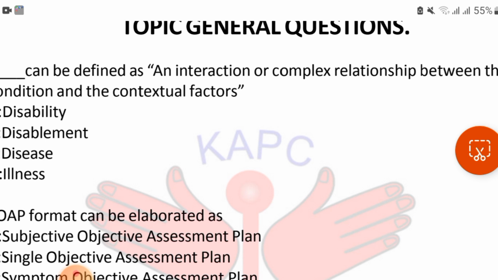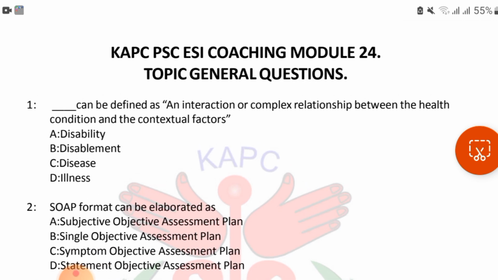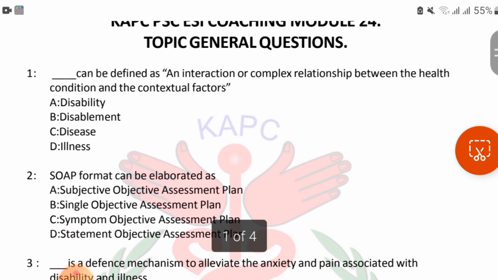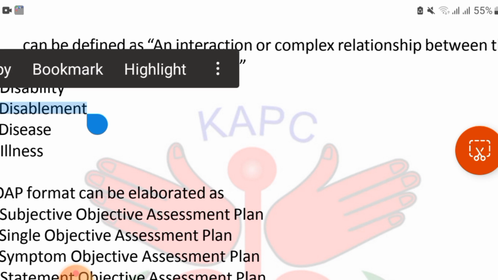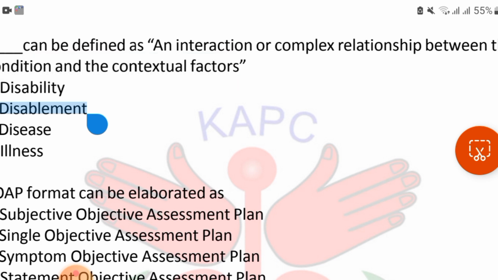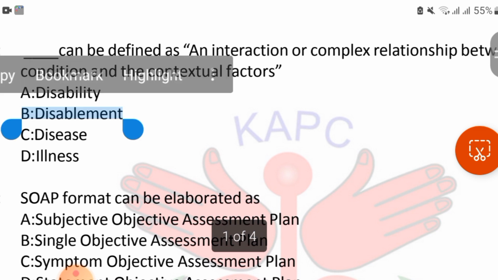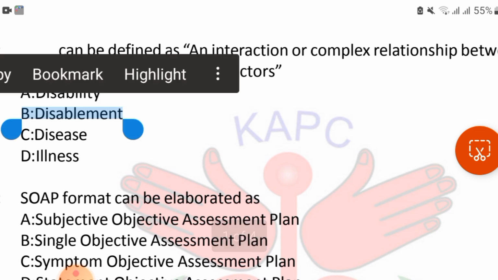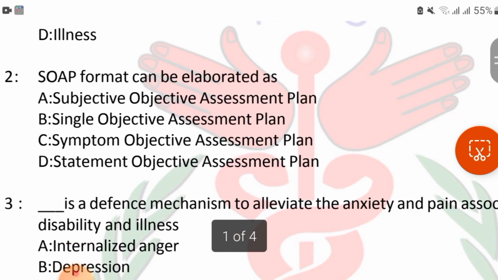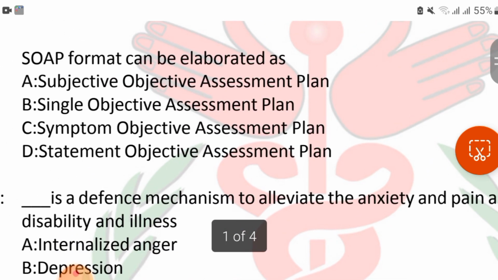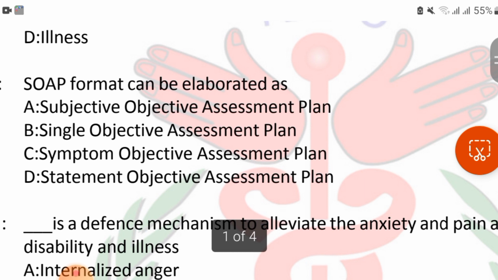Contextual factors are basically the environmental factors or the personal factors. So, the answer for this MCQ is option B, disablement. This is the answer for the first MCQ. Let's move towards the second MCQ. I hope everyone could solve this MCQ easily.